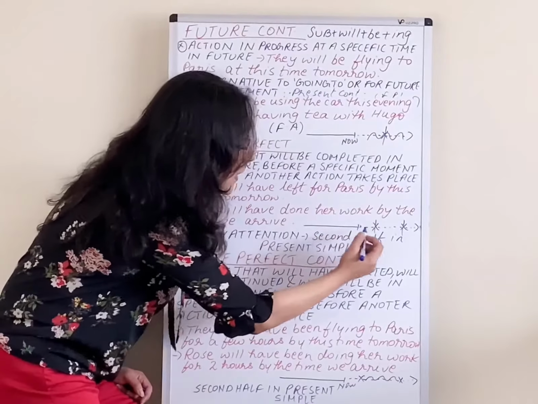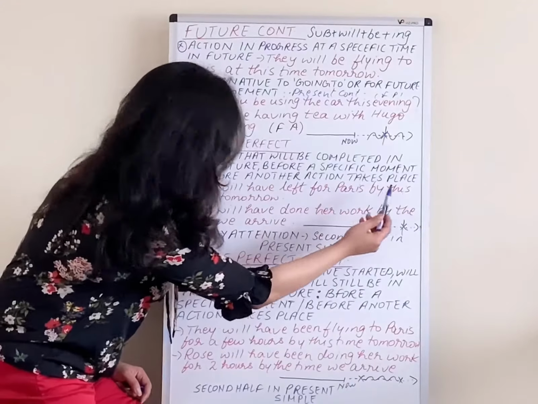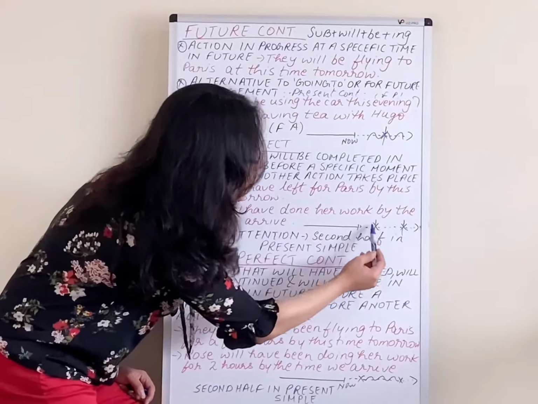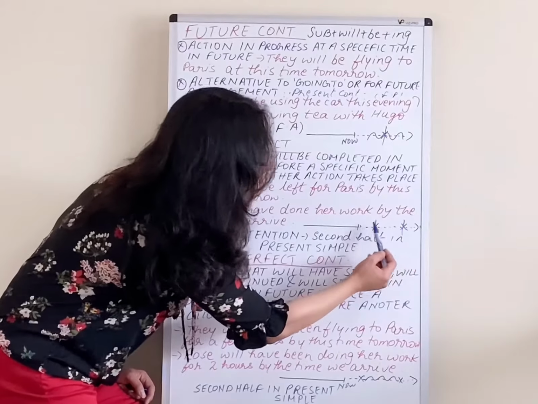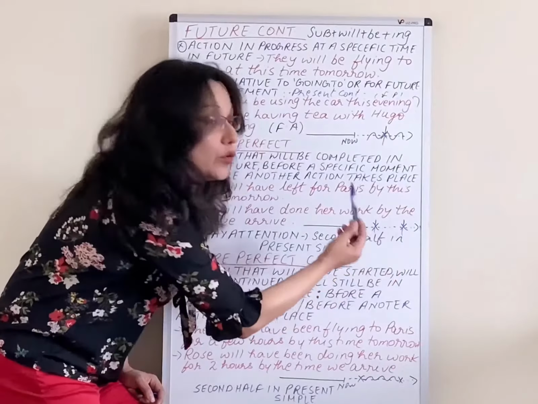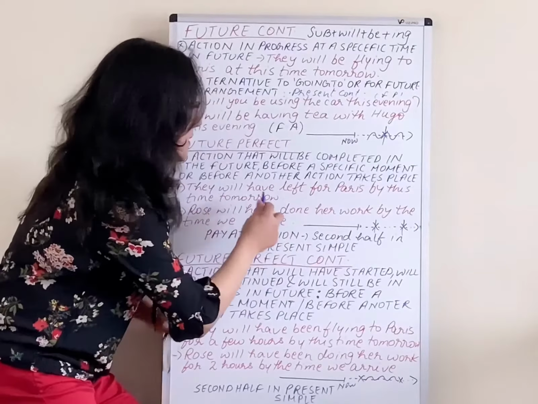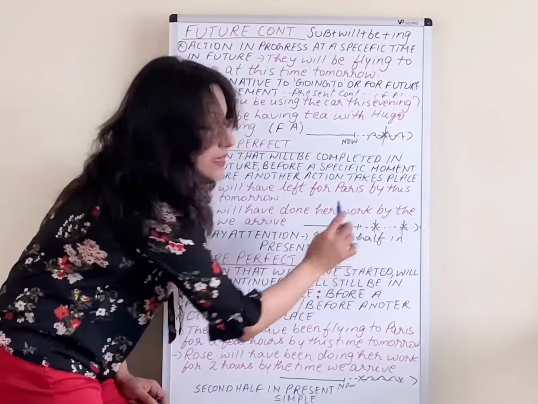Again, look at the timeline. So this is your broken timeline. They will have left for Paris by this time tomorrow. So somewhere between here and here, that's when it happens. So two actions: one will be finished before the other action. So, left for Paris by this time tomorrow.